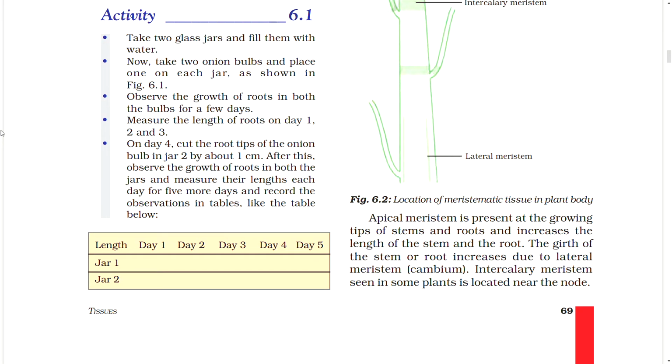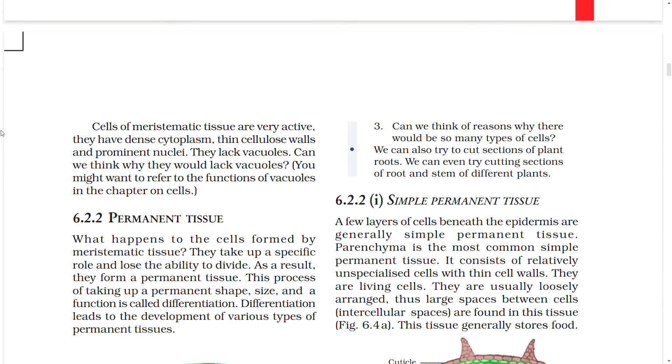Apical meristem is present at the growing tips of stems and roots and increases the length of the stem and the root. The girth of the stem or root increases due to lateral meristem, cambium. Intercalary meristem, seen in some plants, is located near the node. Cells of meristematic tissues are very active. They have dense cytoplasm, thin cellulose walls and prominent nuclei.